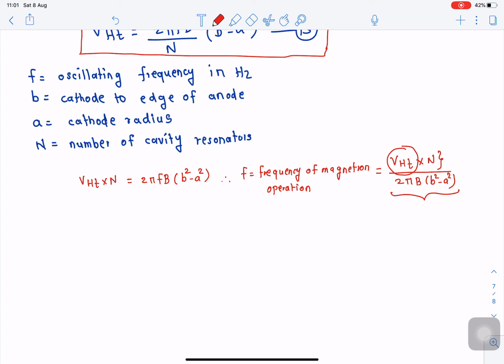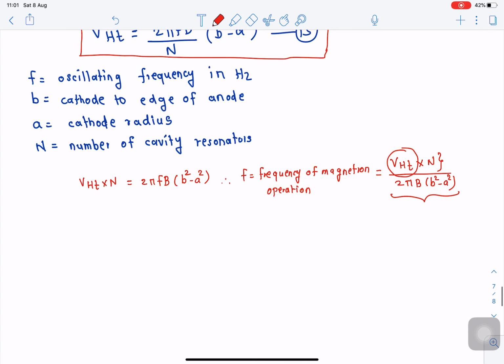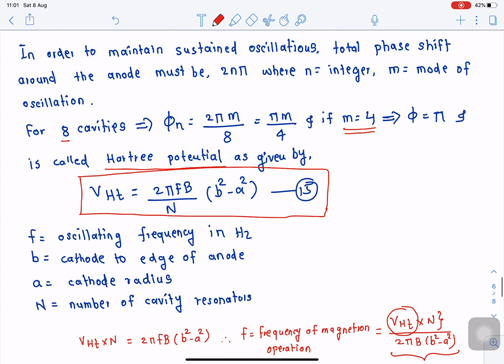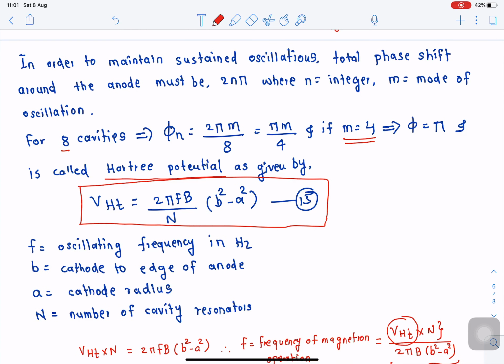If we know the operating frequency of the magnetron, let us say we want to operate the magnetron at 10 gigahertz, so the frequency is known. From that we can calculate the Hartree condition at which the oscillation will take place. So in brief, we have discussed what we mean by pi mode operation. Pi mode operation will always ensure that the phase shift between the adjacent cavities is always pi for the given number of total cavities.